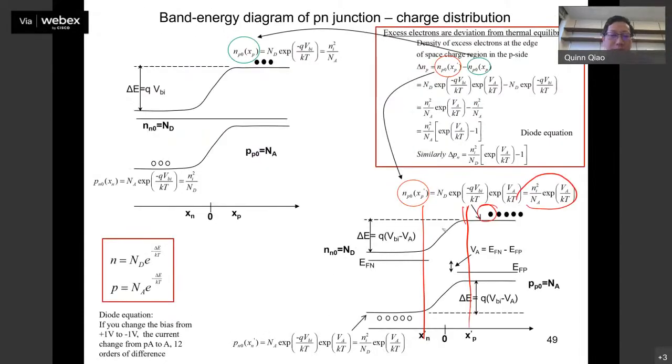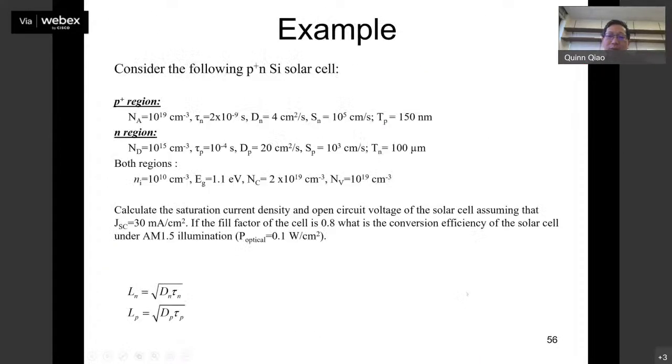See this part and this part minus this part. Okay, that's what is here. This tells you what Xp is at this position. That's the boundary condition. That's one condition that we found.